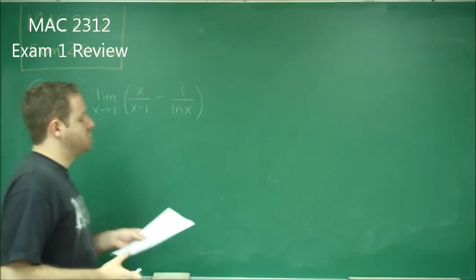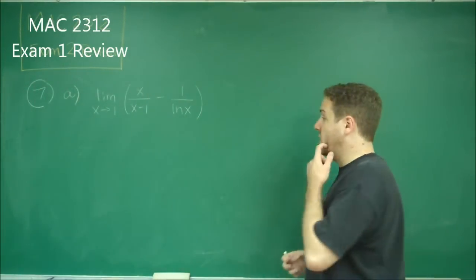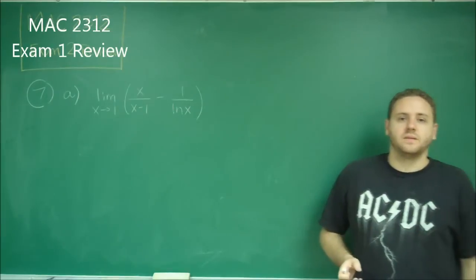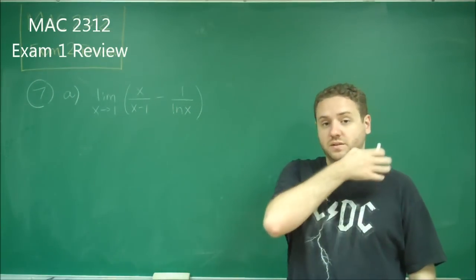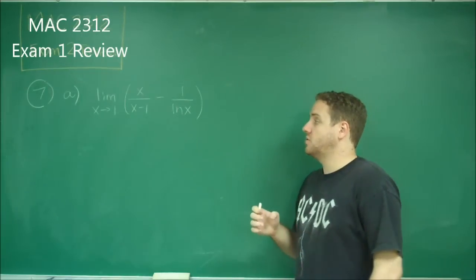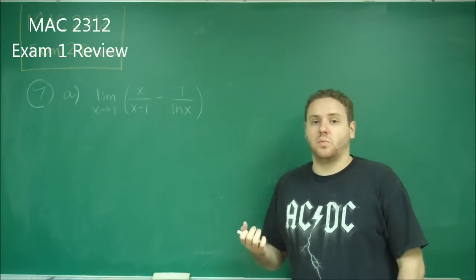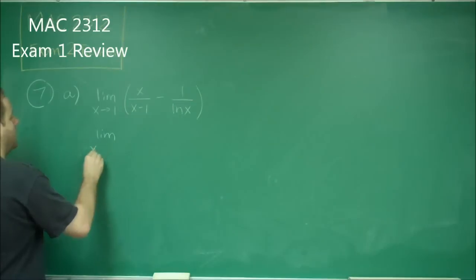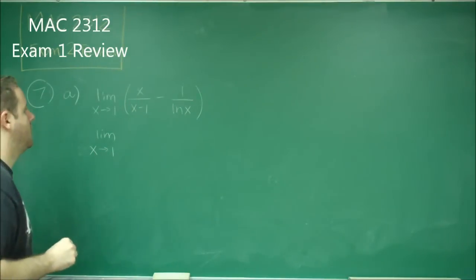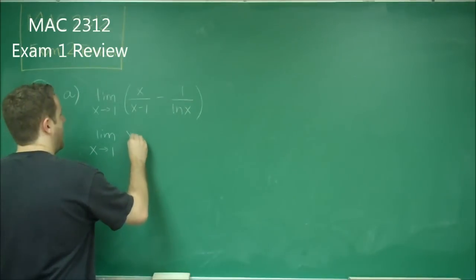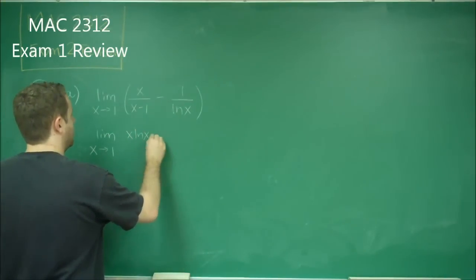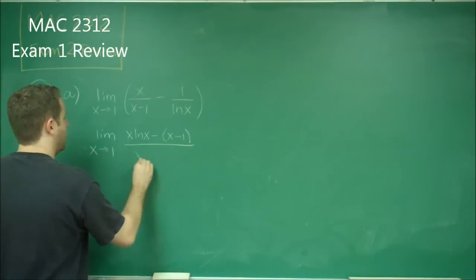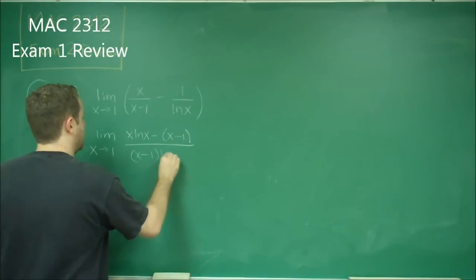You can see here that if you try to plug in 1 for x, we get something that's undefined minus something else that's undefined. So we don't know what this is. We need a way of solving it. That would be L'Hopital's rule. But in order to do that, we need to get it to be one fraction first. So by doing a common denominator, that's how we're going to get that done. So what this is going to be is x ln x minus x minus 1 all over x minus 1 times ln x.